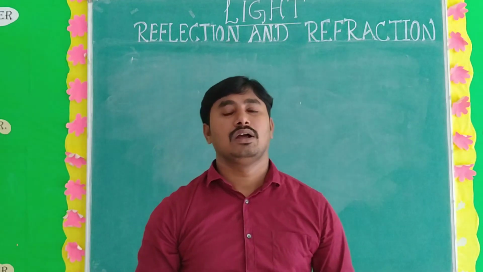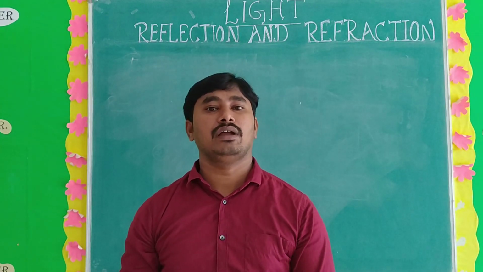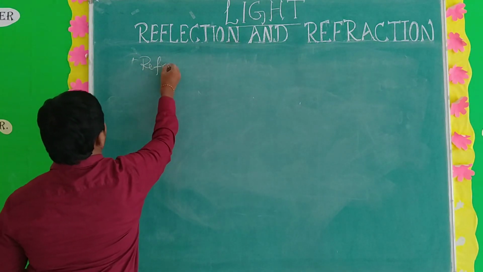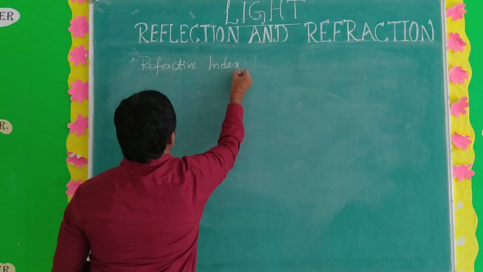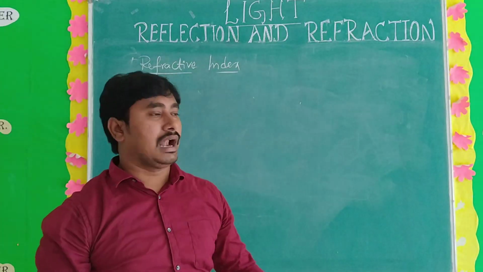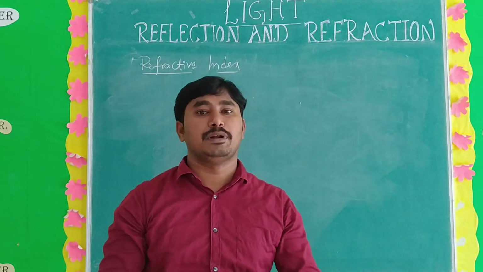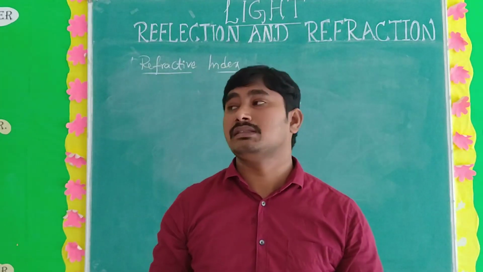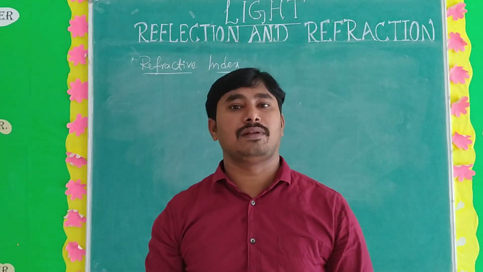One more important point. What is meant by refractive index? Refractive index is, as already explained, when light travels through different mediums, the speed of light is different in each medium. It means the speed of light changes. So we look at how much the speed of light changes.